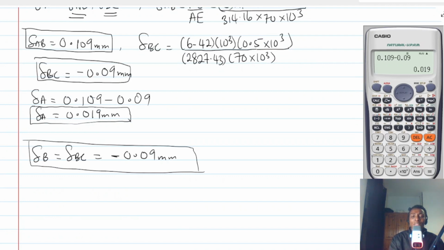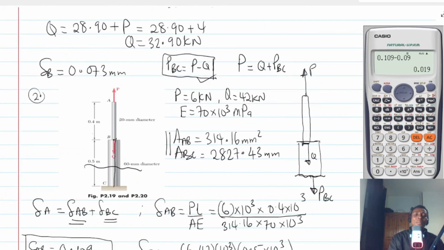But then the negative sign means that it will go down instead of going up. It means that the deflection will go down. Don't forget that this member is actually receiving some sort of compressive stress, and that is why it's going to come down. All right.